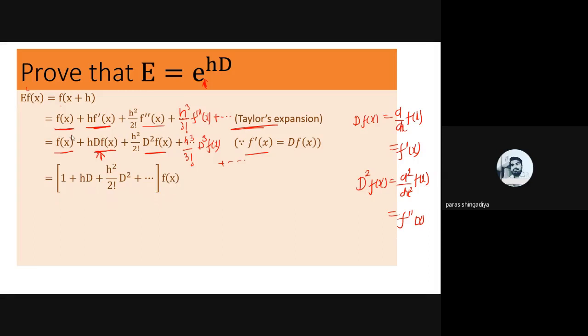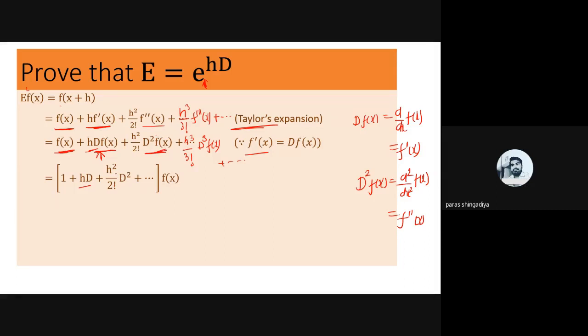So identify means take f(x) common. From the first term, the remaining term will be 1. From the second term, consider f(x) as common, so the remaining term is h into D. Okay, that is hD. Then after h square by 2 factorial, consider f(x) common from the third term.